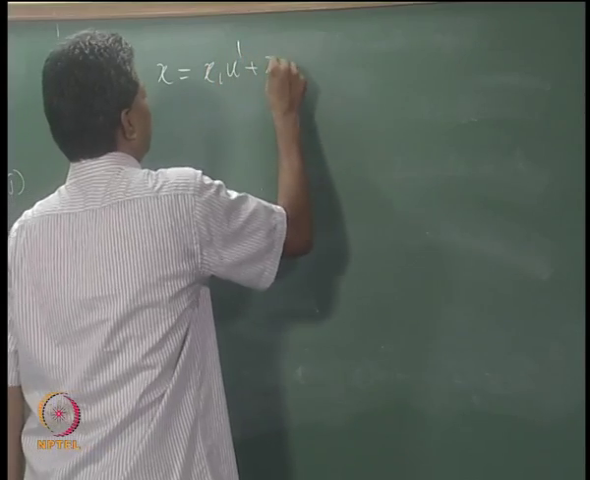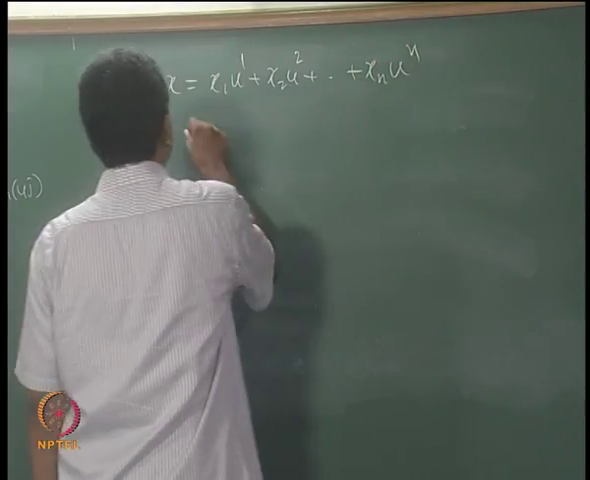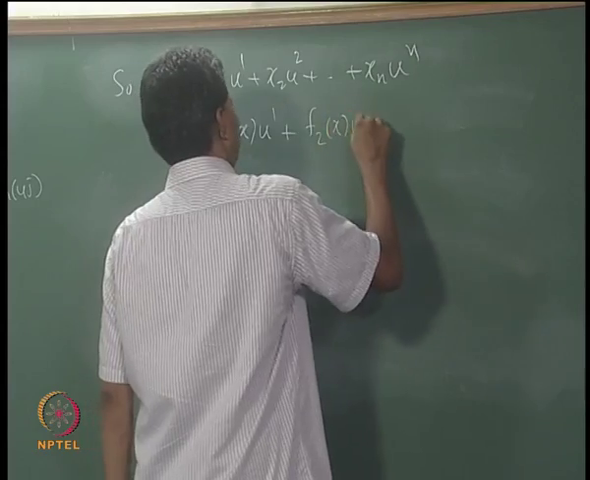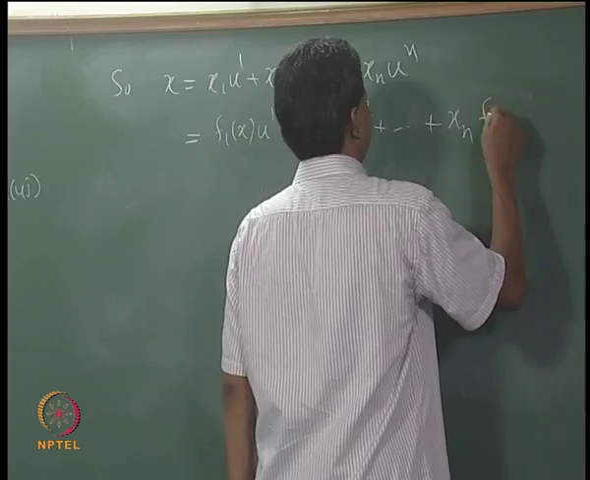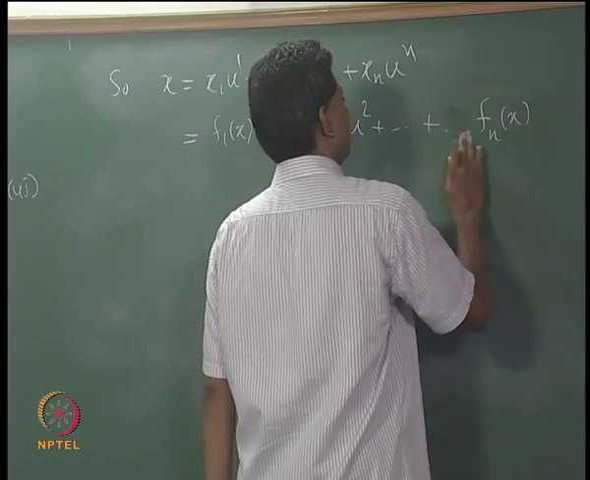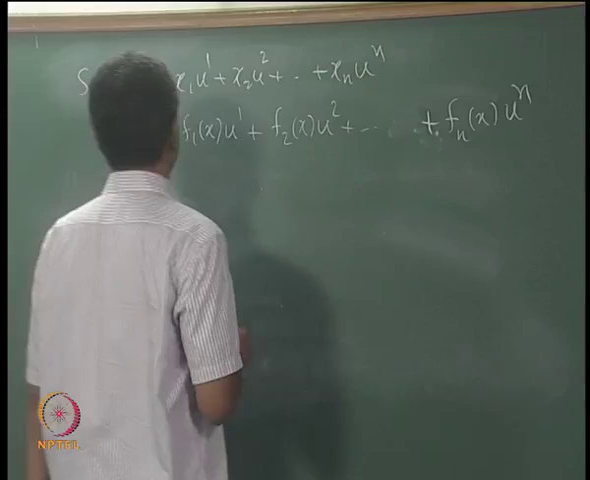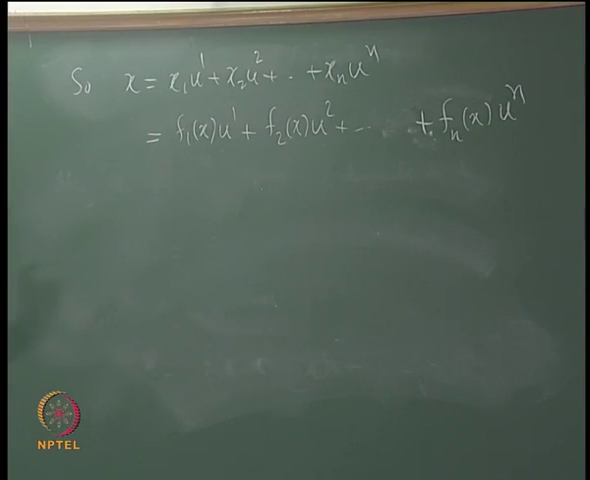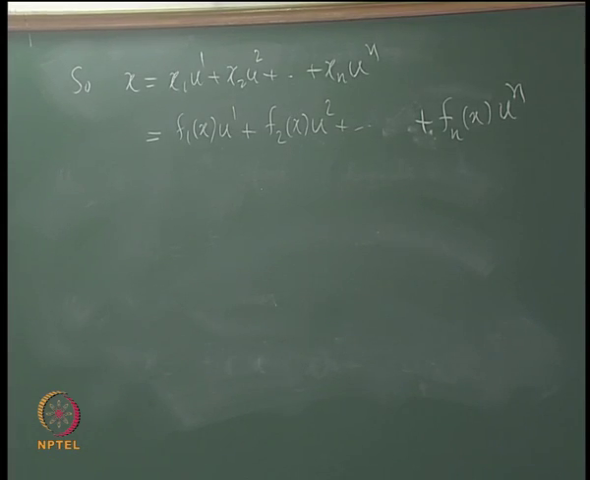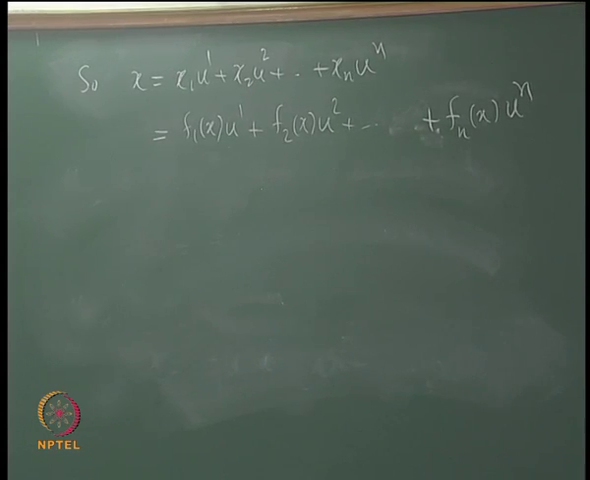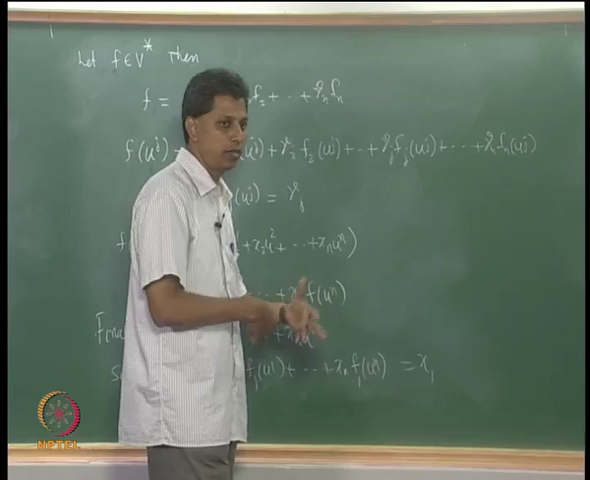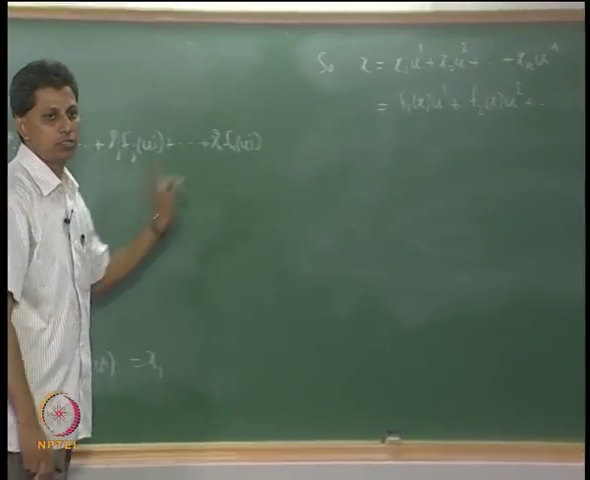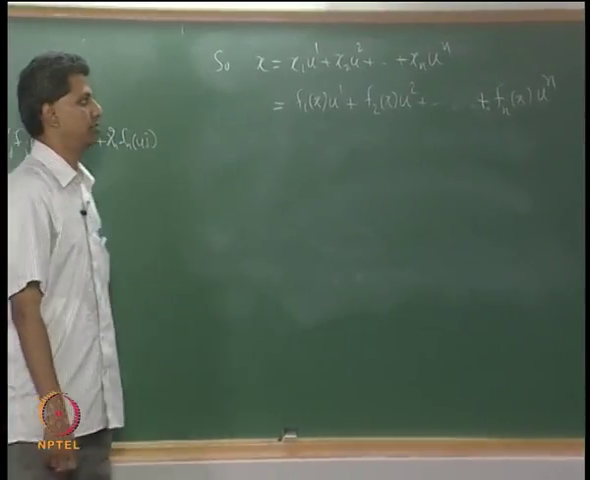x equals x1 u1 plus x2 u2, etc. xn un. x1 for me, I have just now determined, is f1 of x times u1, plus x2 is f2 of x times u2, etc., xn is fn of x. So x is f1 x u1 plus f2 x u2 etc. plus fn x un. This is a representation of any vector x in terms of the dual basis functionals. That is, what I do is, given a basis, I determine the dual basis and then compute these numbers f1 x, f2 x, etc., fn x. I know x, then those are the coefficients corresponding to the representation of x in terms of u1, u2, etc., un.